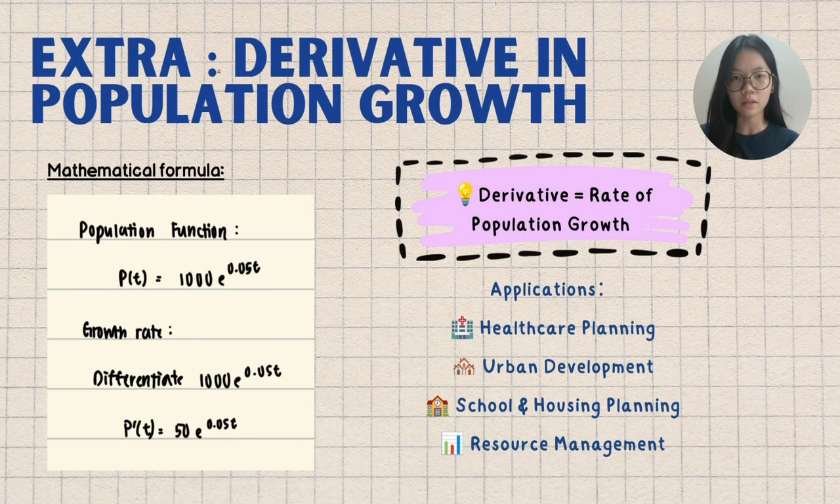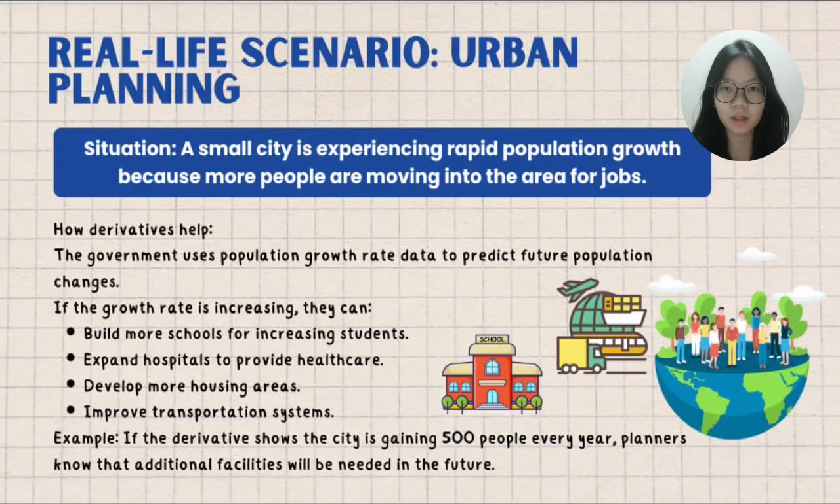This shows that derivatives are not only used in physics and engineering, but also in areas such as biology, healthcare, and urban planning. Now let us look at how derivatives are applied in real-life situations through population growth. In real life, the population of a city is constantly changing because of factors such as birth, death, and migration. However, knowing only the total population does not tell us how quickly the population is changing. This is where derivatives become useful.